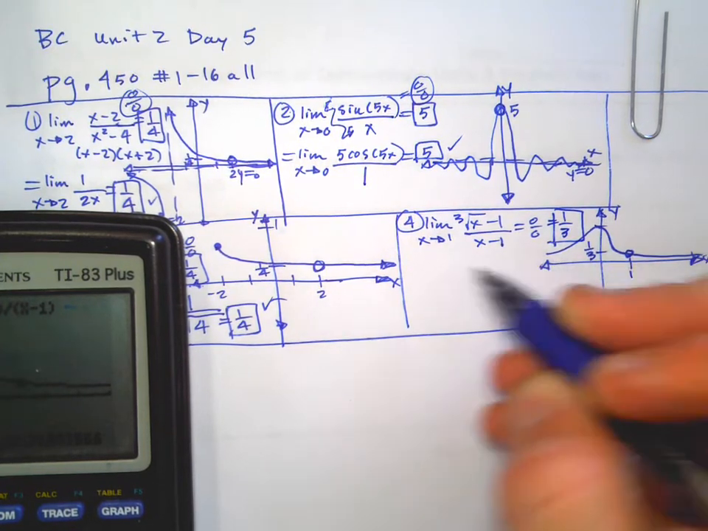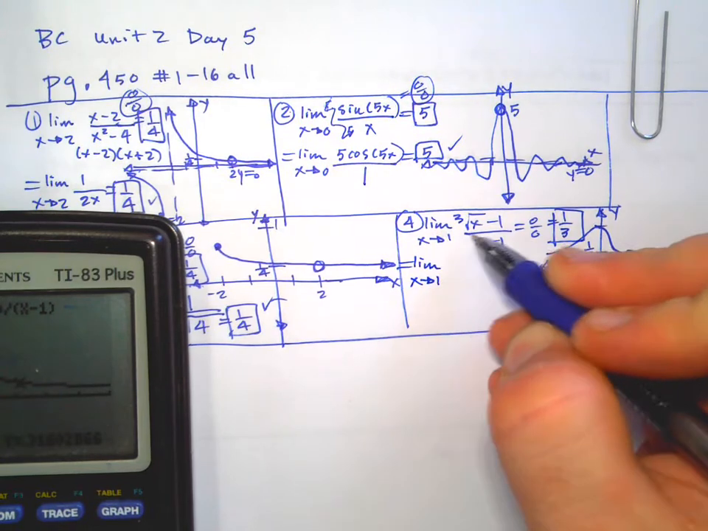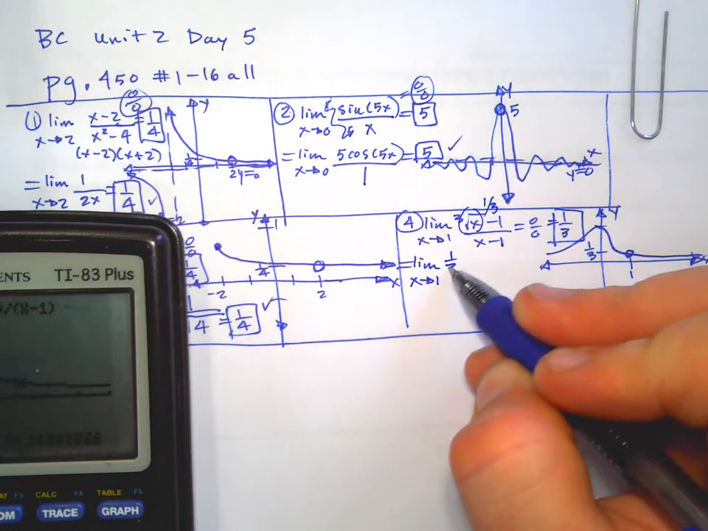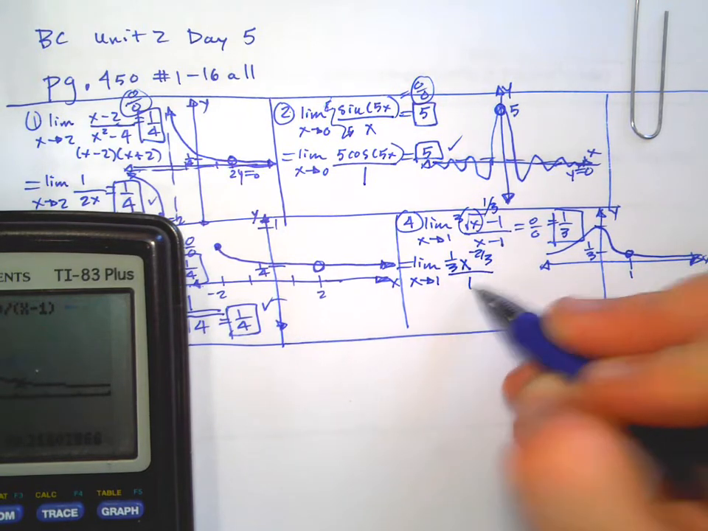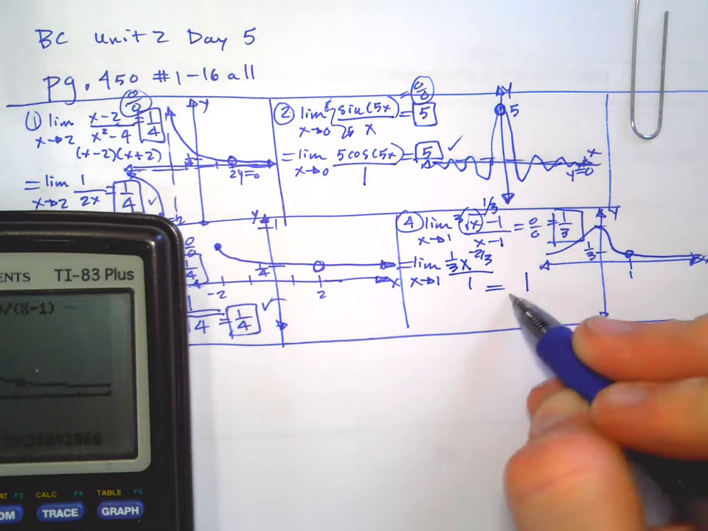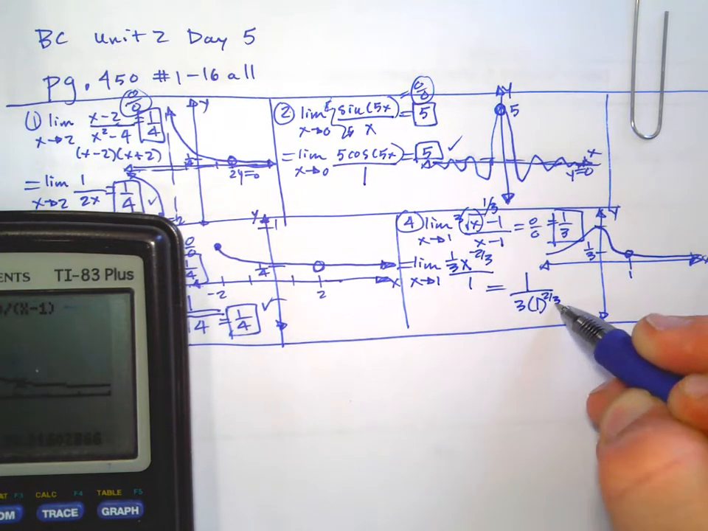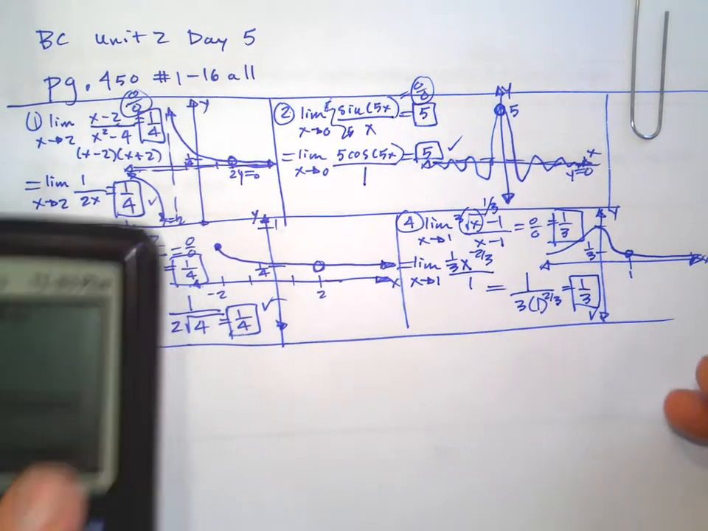And then we're going to use L'Hopital's rule, which means taking the derivative of the top and bottom. So that's going to be x to the 1/3 power, so 1/3 x to the -2/3 over 1. If we plug 1 into that, that's 1 over 3 times 1 to the 2/3. 1 to the 2/3 is 1, so we get 1/3. Same answer.